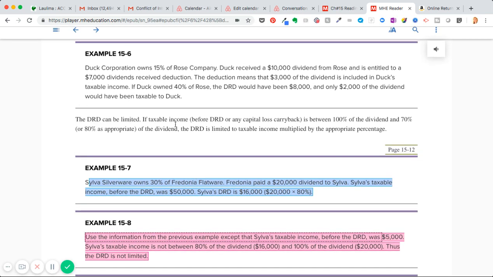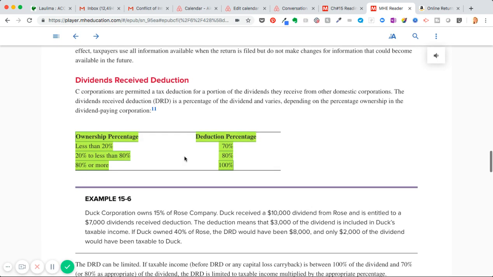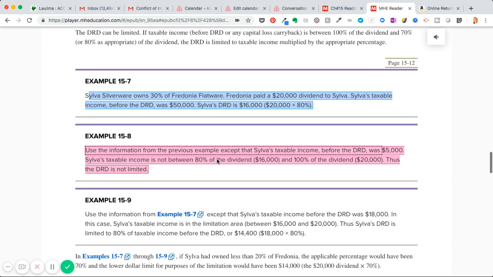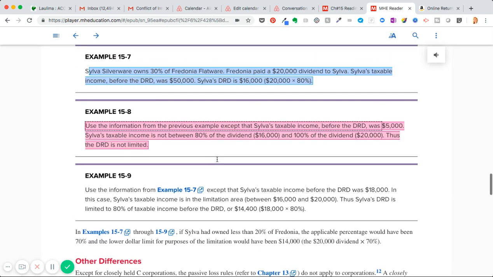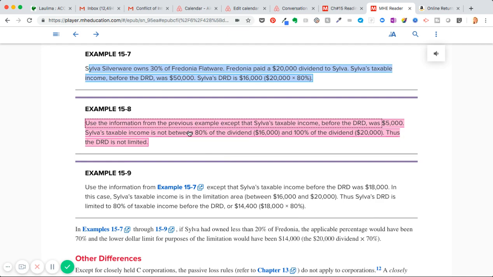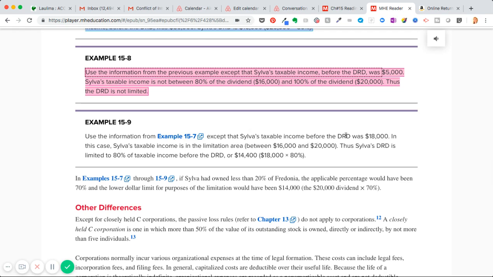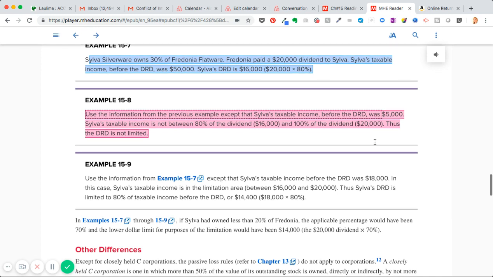The DRD can be limited if taxable income before the DRD and any capital loss is between 100% of the dividend and 70% of the dividend, or 80% if they're in the middle bracket like we were. But since it was not between that, since we had even less income than that, it's not even limited. I thought that example covered what I was explaining. So this one does. So this is the third situation.